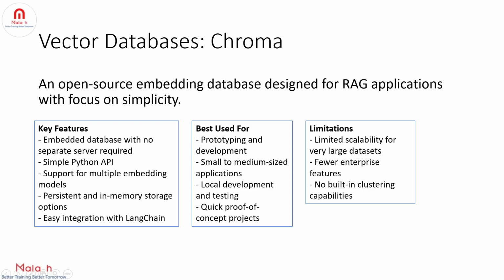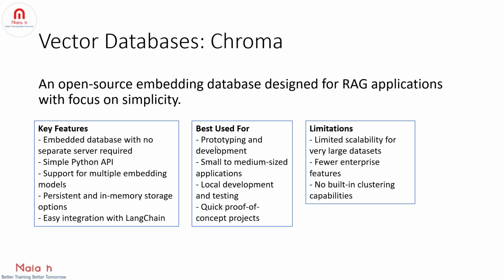This we have already seen in our project. Chroma database is an open source embedding database designed for RAG applications with focus on simplicity. What are the key features? It is an embedded database with no separate server required. It is easy to use, with a simple Python API, and support for multiple embedding models. We have already seen this. It has persistent and in-memory storage options. We were able to store our embeddings in the vector database, and we stored them locally on our machine. And it is easy to integrate with LangChain. This part also we have already seen.